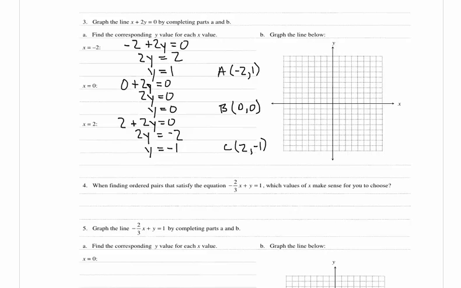And now in B, they want us to graph the line below. So we'll start with plotting the points again. Point A is -2, 1. Point B is 0, 0, or the origin. And point C is 2, -1. So this is point C, this is point B, and this is point A. And now we'll draw a line through the 3 points.